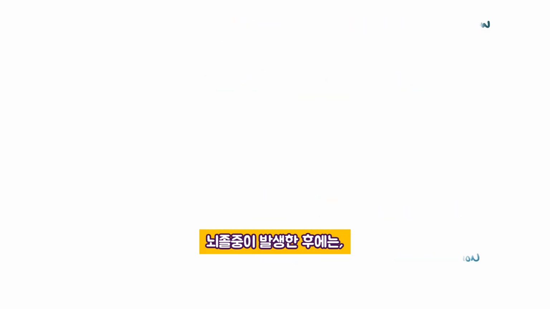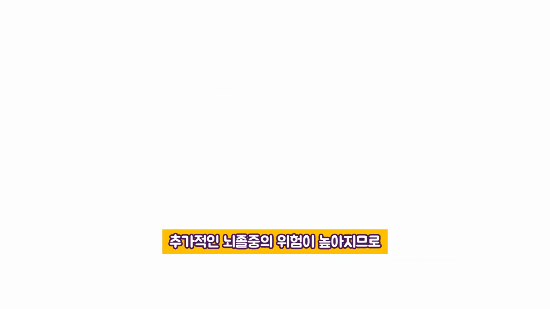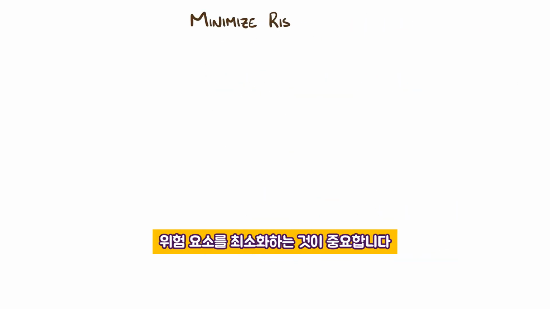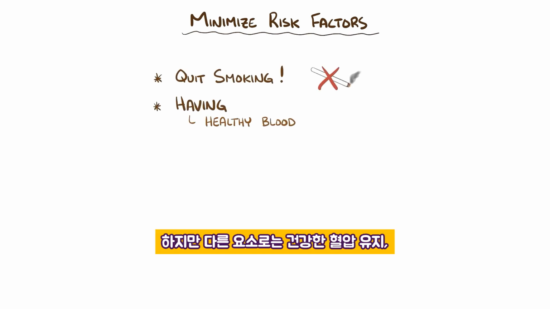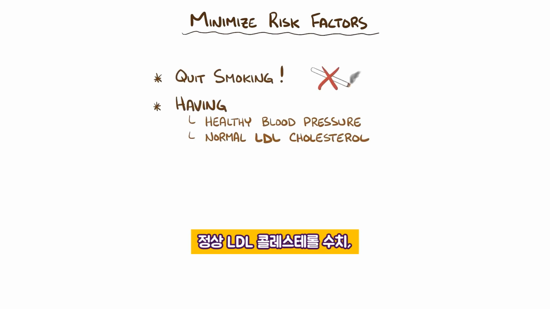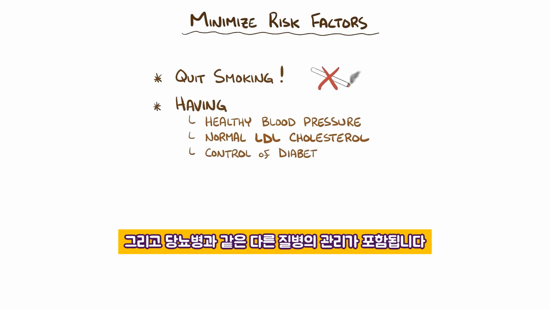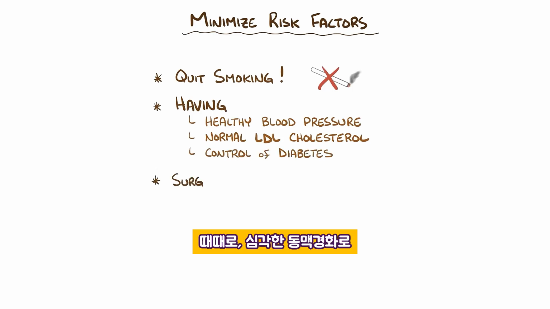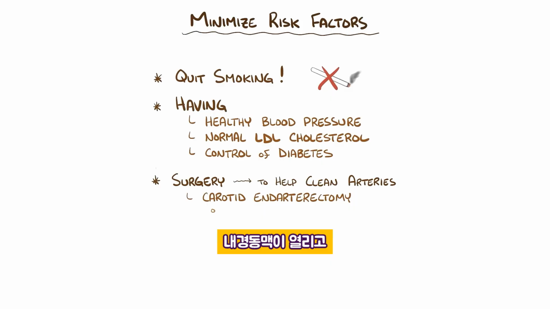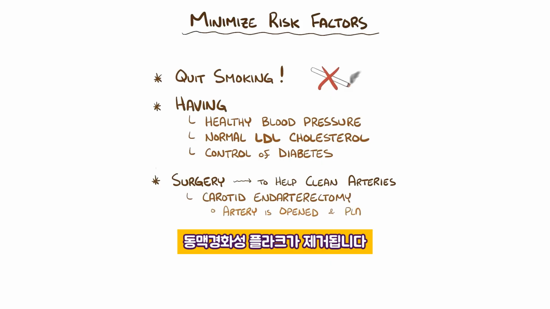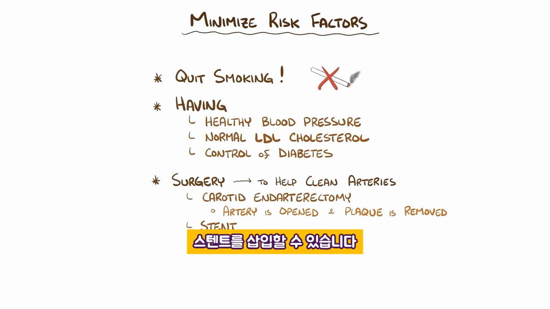After a stroke has occurred, there is an elevated risk of having additional strokes, so it's important to minimize risk factors, the main one being quitting smoking, but others include having a healthy blood pressure, normal LDL cholesterol levels, and controlling other diseases like diabetes. Occasionally, a surgery may be necessary to help clean arteries obstructed by severe atherosclerosis. For example, in a carotid endarterectomy, the internal carotid artery is opened up and atherosclerotic plaque is removed. Alternatively, a stent might be placed to keep the artery opened up.